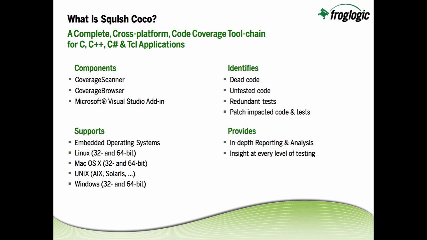Now today we'll be talking about Squish Coco. Squish Coco is our code coverage toolchain. It's cross-platform and works with C, C++, C#, and Tcl applications. It's made up of a coverage scanner, which monitors any actions you're performing within your application, so monitoring the code that you're exercising, a coverage browser that allows you to view the analysis and the information about the code that you've exercised, as well as a Visual Studio add-in if anyone's working with Visual Studio.